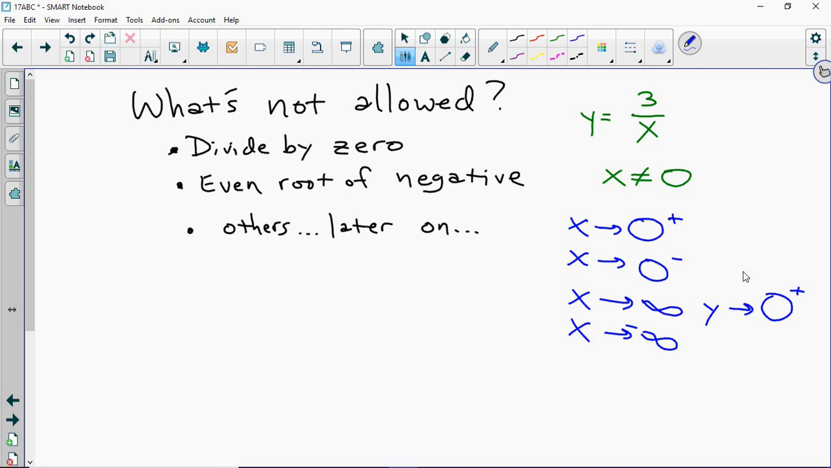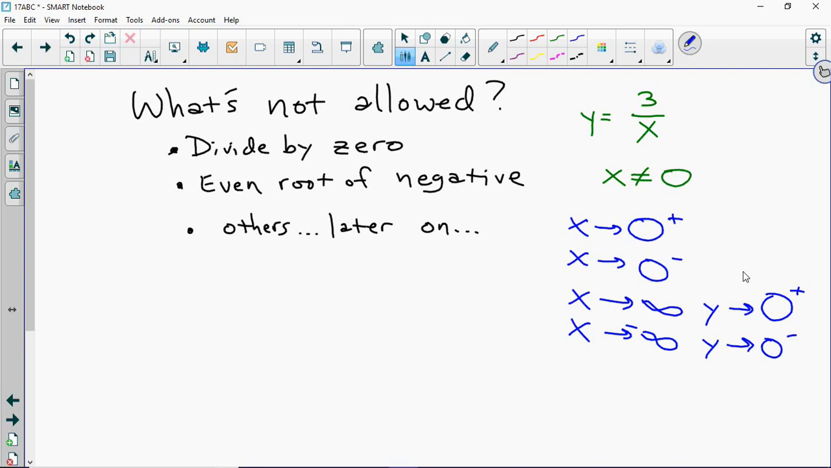Similarly, as x gets super big in the negative direction, as x goes out towards negative infinity, we still have 3 divided by a super large number. So the y value is basically going to be 0. But in this case, we will have a positive divided by a negative, which is equal to a negative.